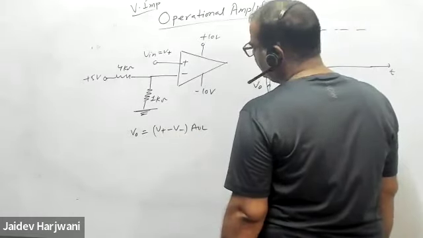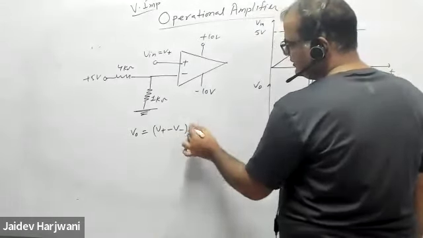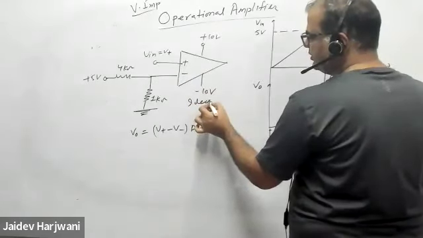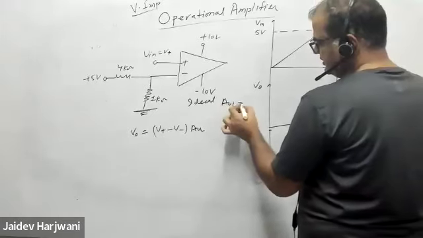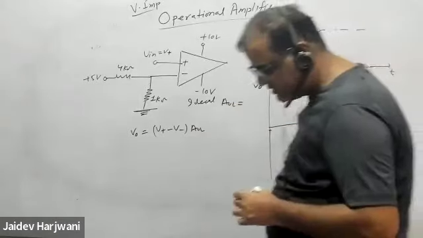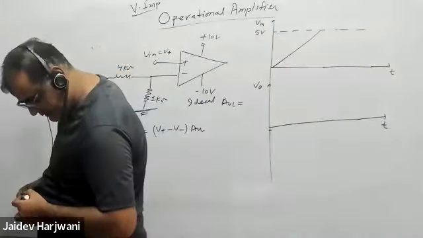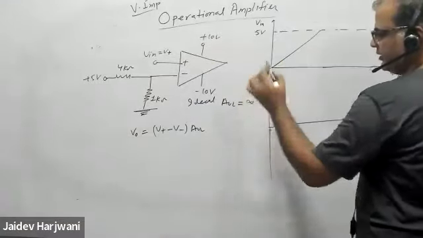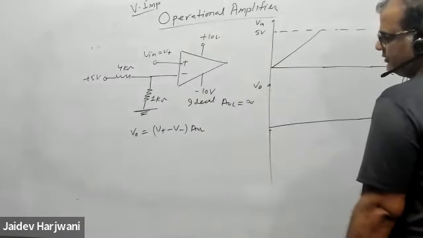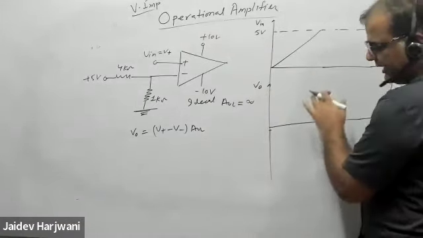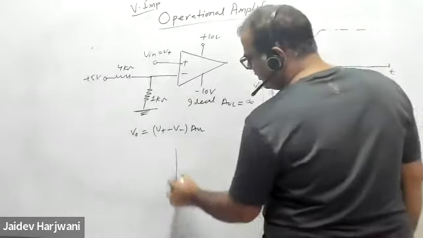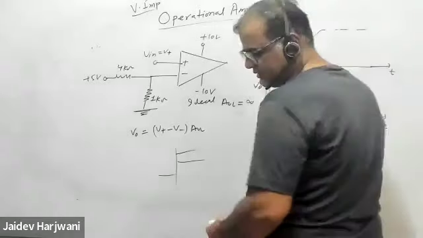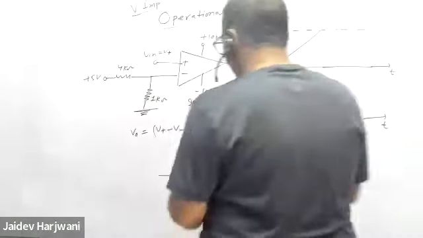And now AOL is infinite. This is an ideal op-amp. Sorry, is the AOL value given or not given? So this is an ideal op-amp, so AOL is infinite. Now, whenever it is an ideal op-amp, your output will be what? Either like this or like this. Yes or no? Yes, sir. So your output can be only like this.